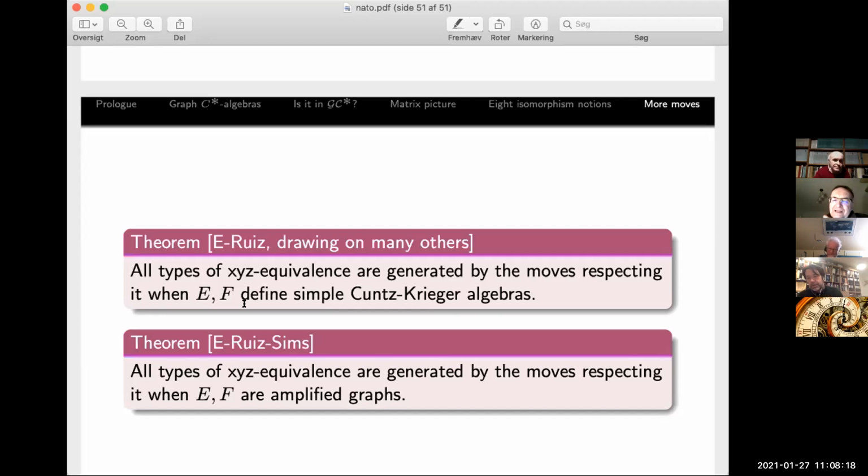Yep, okay, I'm very happy with the answer. And now a general question: how much of what you told us today is, or would be, or conjecturally is valid for Leavitt path algebras?